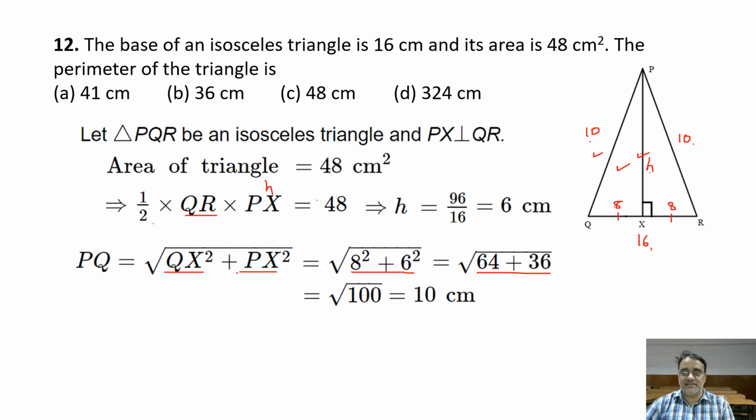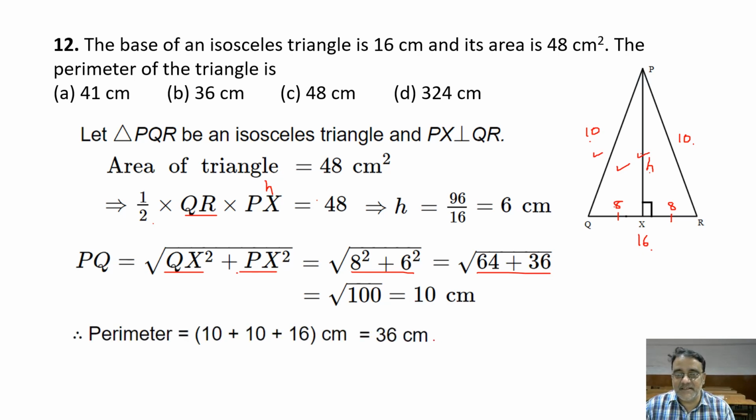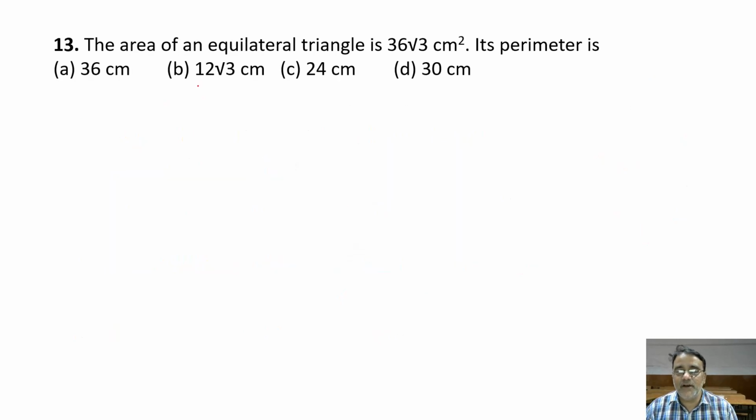So what is the perimeter? 10 plus 10 plus 16, and that is equal to 36 centimeter, right? And the correct option is B, right? So now we are moving toward question number 13. The area of an equilateral triangle is 36 root 3 centimeter square. Its perimeter is, what is the perimeter of an equilateral triangle? What is the formula for perimeter?